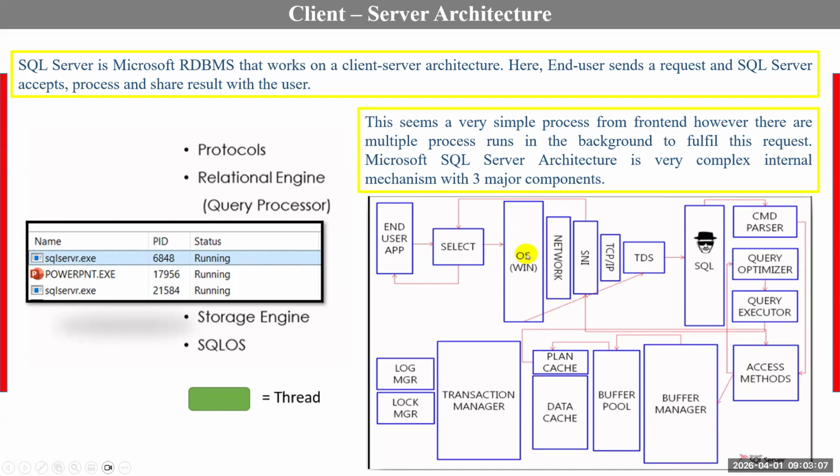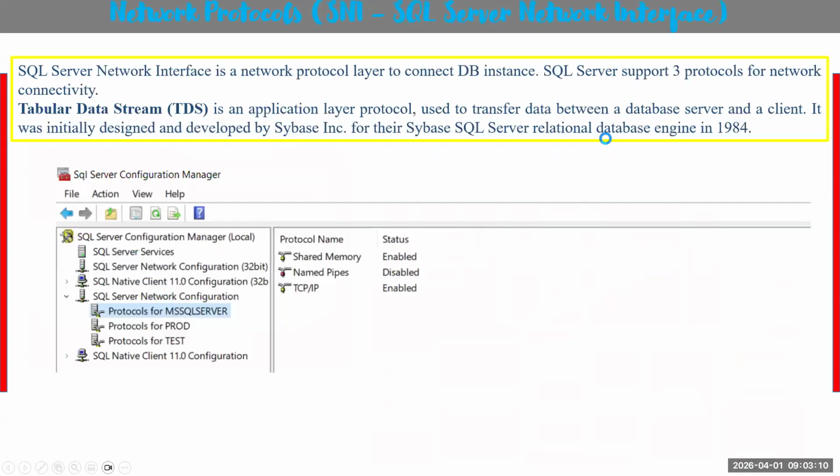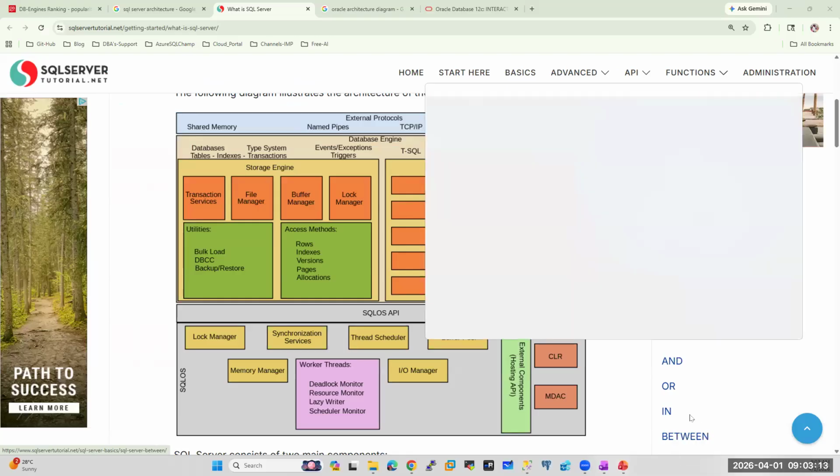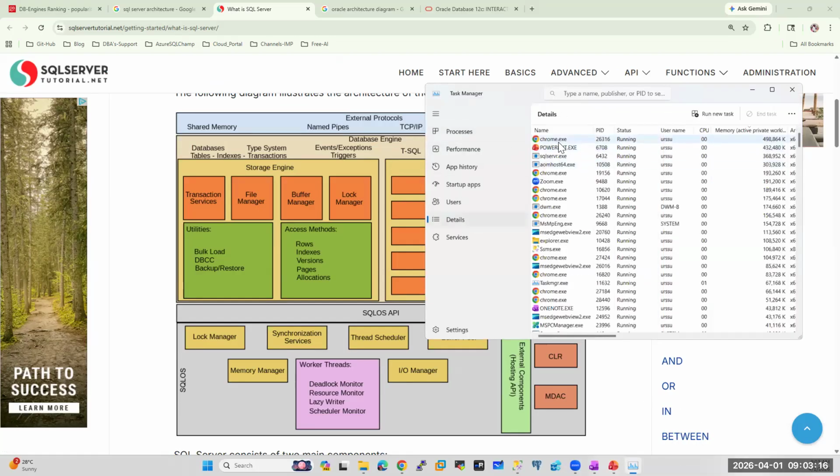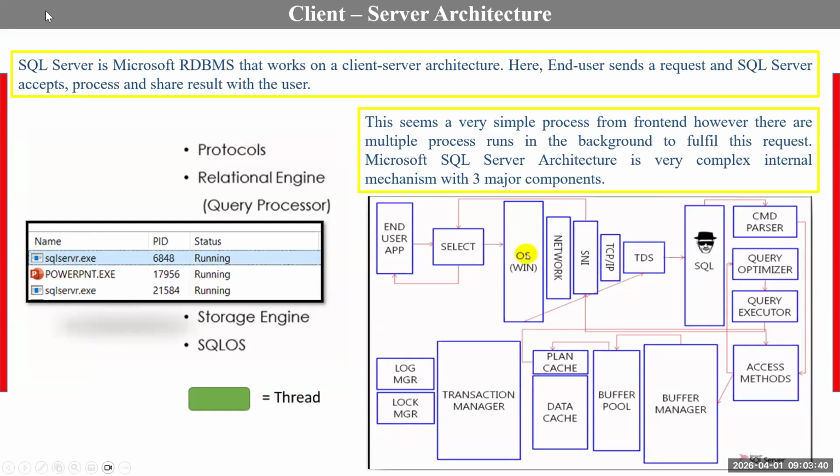Whenever you open the Task Manager and go to Details, you will see sqlservr.exe. It means one instance is running, one SQL engine is running. That is what I presented here, to make it easy to understand. Whenever you see SQL Server.exe in Task Manager, it means one database engine is running.